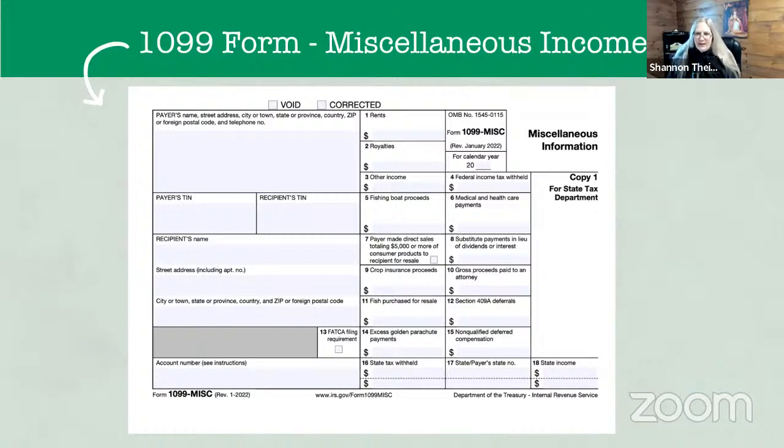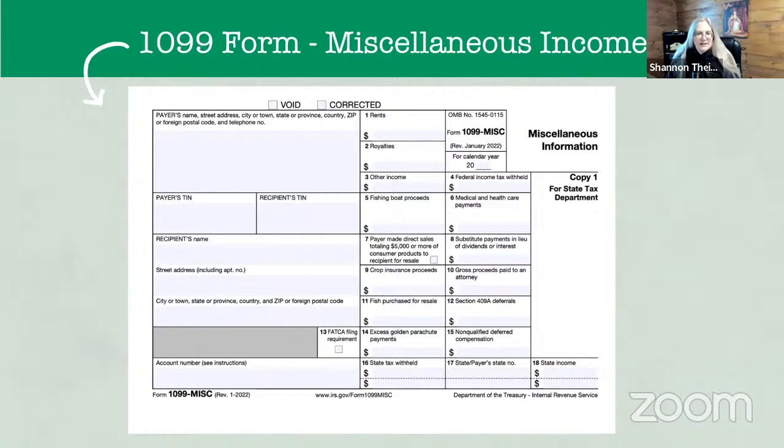I know a lot of people get confused on that. And I have a couple of different videos where I go over the box 10 instructions that's in the 1099 playlist. Box 11 is fish purchased for resale, and that is commercial fish.